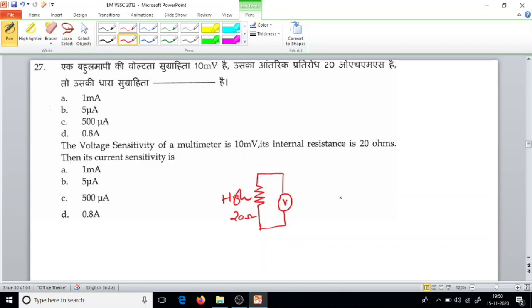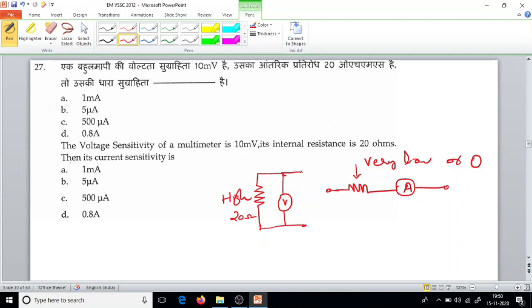Now when we convert this voltmeter to ammeter, what happens? For an ammeter, the resistance is very low, so that whenever we connect this ammeter in series with the circuit, there won't be any change in the current. The circuit should measure the circuit current only. So this resistance should have very low value, or ideally 0.